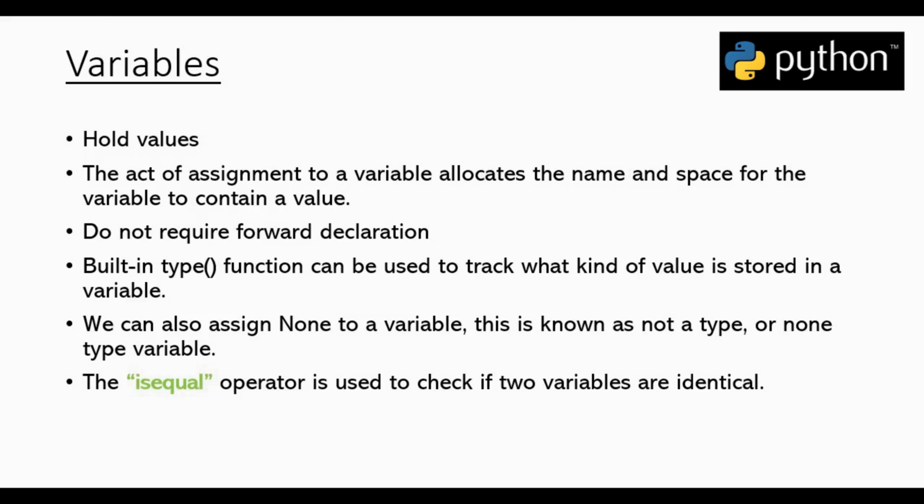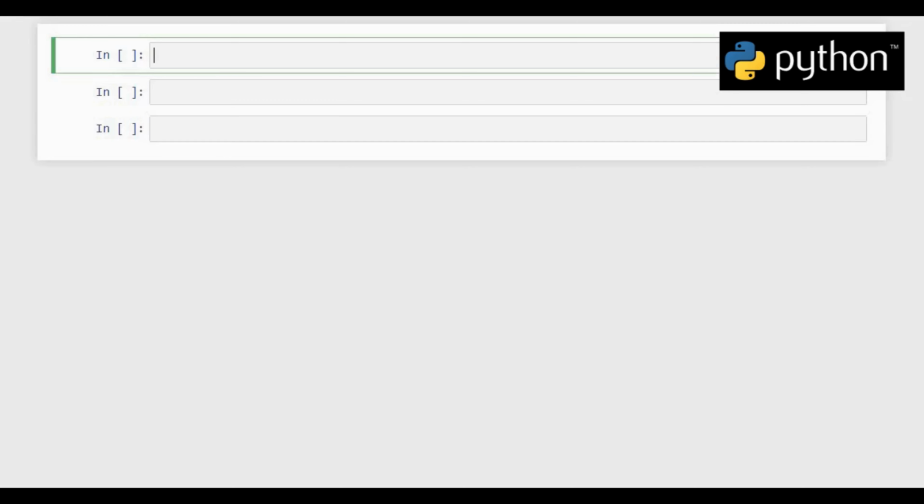So what are variables? Variables are basically a block of memory that holds some kind of value, and the value can be numerical in nature, it can be text in nature, it can be of a sequential data type like dictionary, list or tuple, or it can be another variable itself. Now we do not have to forward declare the type of the variable before assigning any value to it, and the act of assignment to a variable allocates the name and space for the variable to contain a value. So what do we mean by this? Let's head over to Python and explore these concepts in detail.